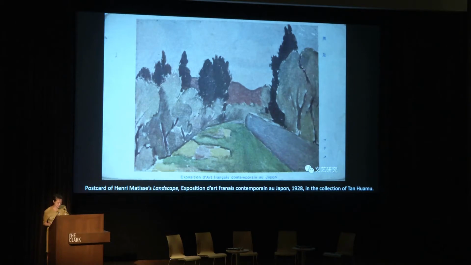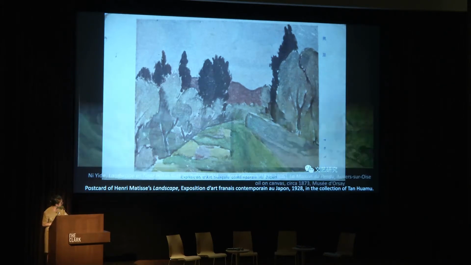Another reason is that what you see here is a postcard of a work by Matisse reproduced for the exhibition of contemporary French paintings held in Tokyo in 1928. And Ni was in Tokyo then and saw the exhibition, and many artists bought this postcard. So, you see the color intensity and the brushwork are very similar to that of Ni's painting.